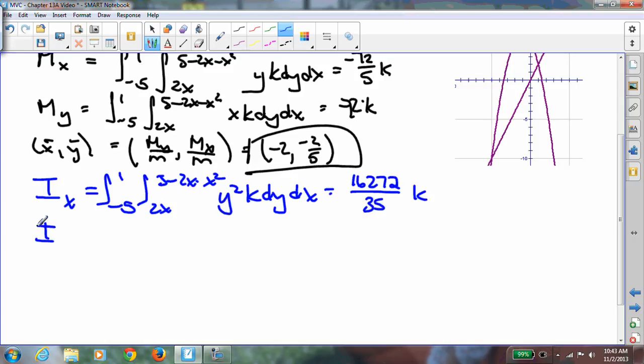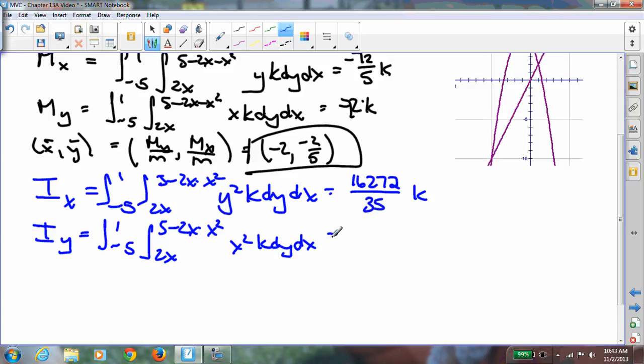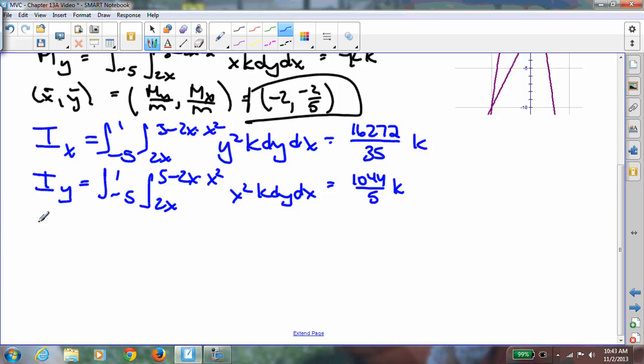The moment of inertia with respect to the y-axis is going to be negative 5 to 1, 2x to 5 minus 2x minus x squared this time, k dy dx. That equals 1044.5 over k. And then we talked about the polar moment of inertia, which is I sub 0, and that equals I sub x plus I sub y. So adding these two up, I get 4716 over 7k.